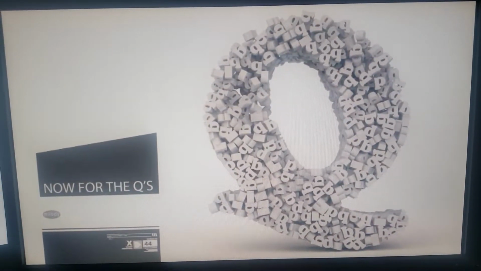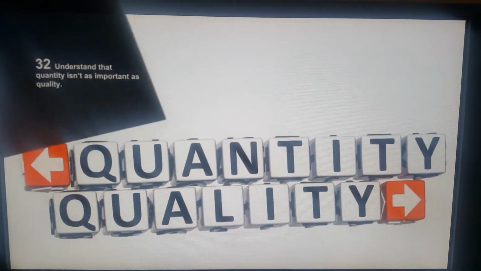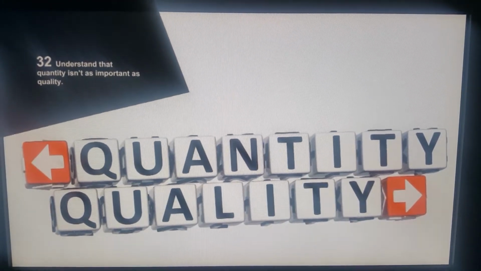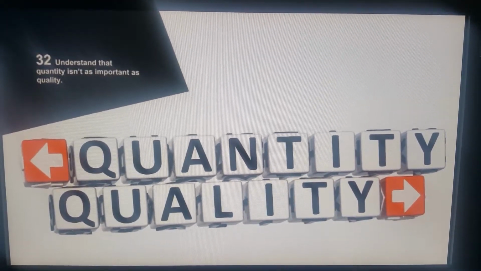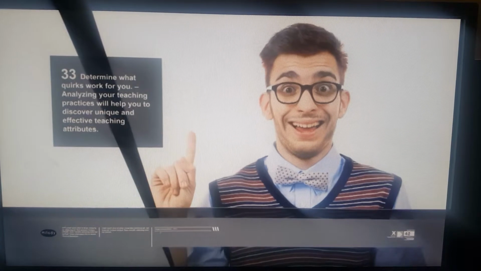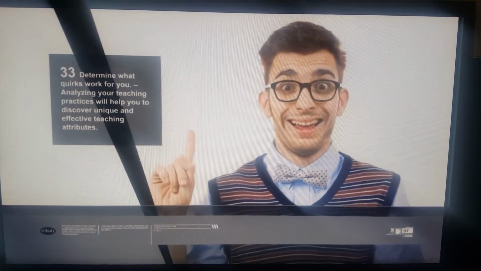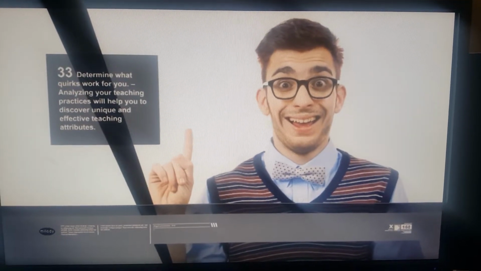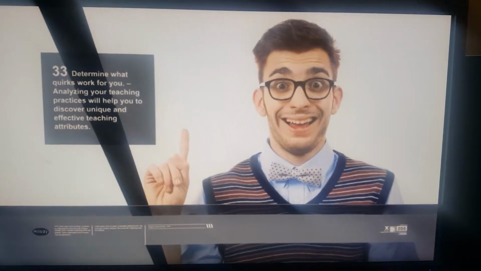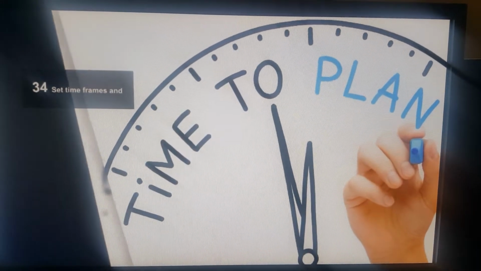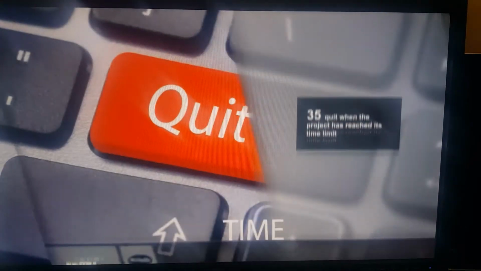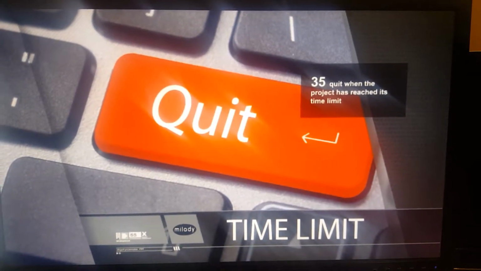Now for the cues. Understand that quantity isn't as important as quality. Determine what quirks work for you. Analyzing your teaching practices will help you discover unique and effective teaching attributes. Set time frames and quit when the project has reached its time limit.